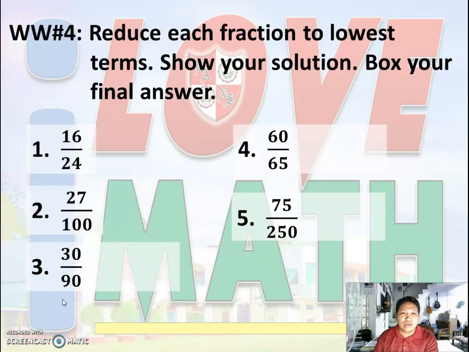For our written work now, please reduce each fraction to the lowest terms, show your solution and write them in your notebook, and box your final answer. So we have here 16 over 24, number 1. Number 2, we have 27 over 100. Number 3, we have 30 over 90. Number 4, 60 over 65. And number 5, 75 over 250.